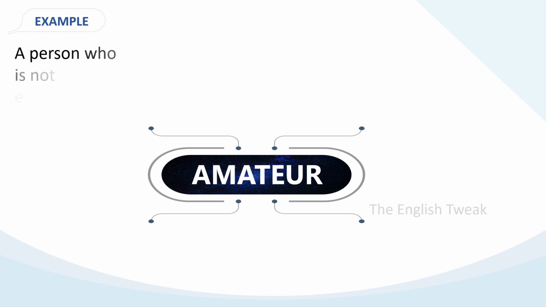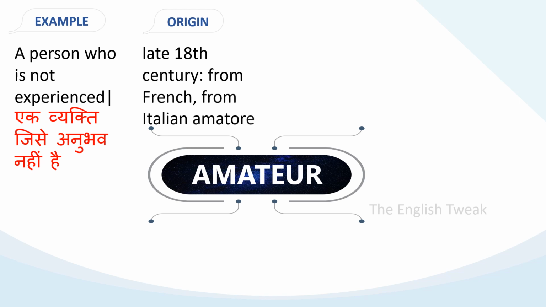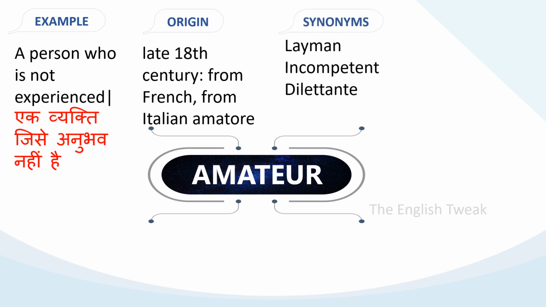Moving on to the last word in these word powers list, we have amateur, and this simply means a person who is not experienced enough or is not professional. In Hindi it could be translated as एक व्यक्ति जिसे अनुभव नहीं है. The origin of this word comes from the late 18th century, from French or from Italian amateur. The synonyms of this are layman, incompetent or dilettante, and on the other hand antonyms are expert, professional.